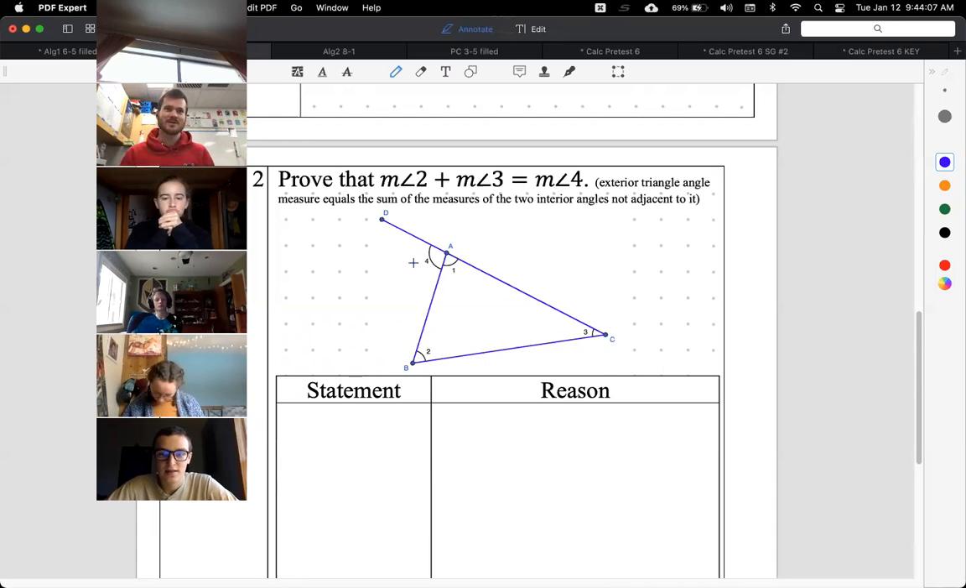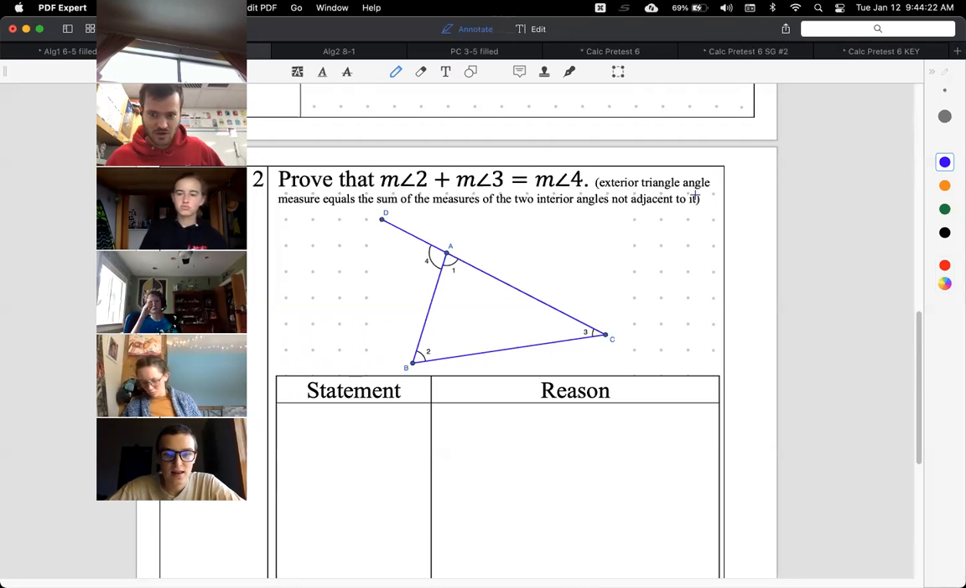And it's kind of a cool theorem, right? I don't know if anyone's mind is blown, but like, really? That always works? It does always work, and we're going to prove it right now. Angle 2 plus angle 3 always add up to angle 4. The name of this theorem, not the name I learned, but Khan Academy calls this: the exterior angle measure of a triangle equals the sum of the measures of the two interior angles not adjacent to it. Ugh, what a mouthful. All it means is 2 plus 3 equals 4 in terms of this diagram.